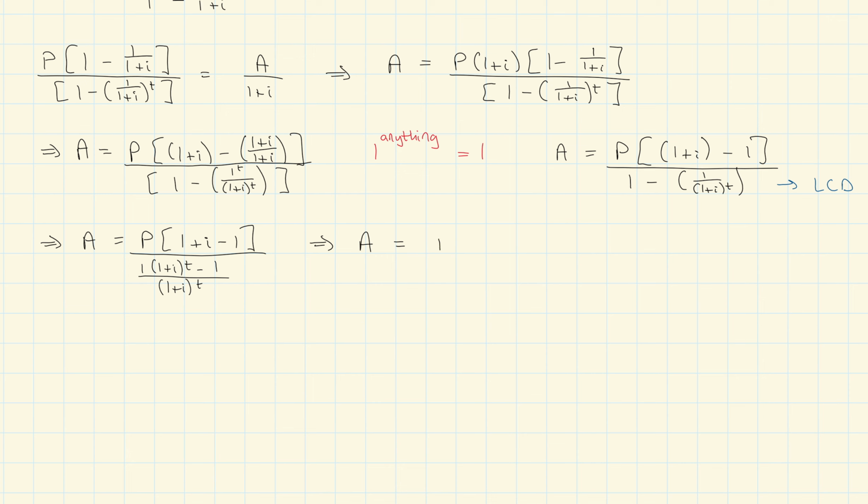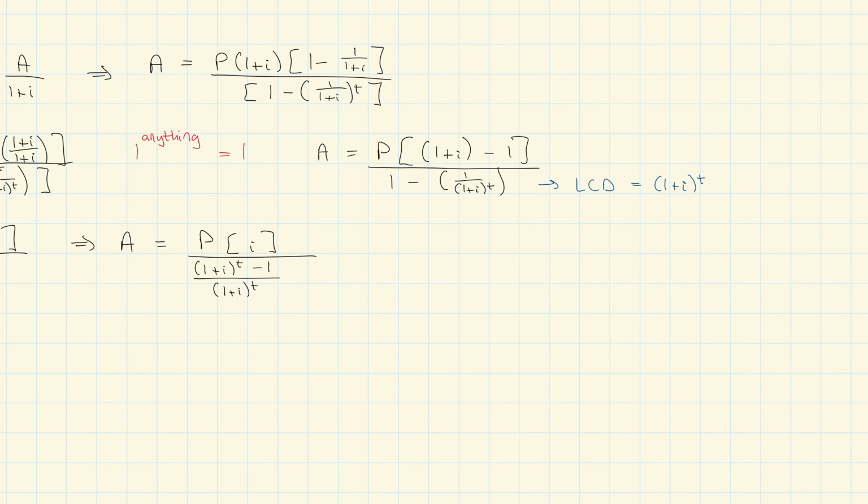Top line has a bit of tidying up. We've plus 1 minus 1 will just give me I, so that's P multiplied by I. And then for the bottom line, we have 1 plus I to the power of t minus 1 all over 1 plus I to the power of t. So we know we don't divide a fraction by a fraction. What we do instead is flip and multiply. So that's P by I multiplied by 1 plus I to the power of t all over 1 plus I to the power of t minus 1.